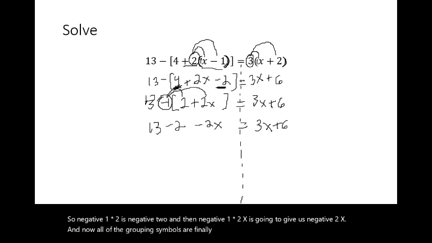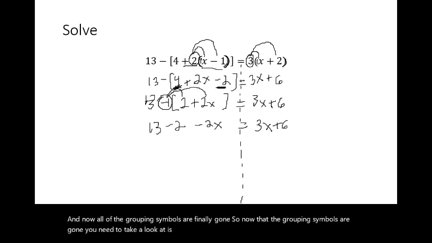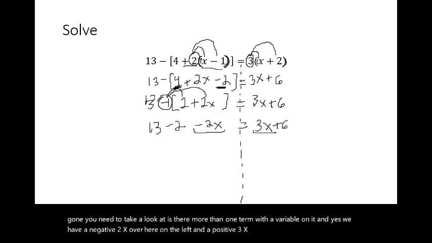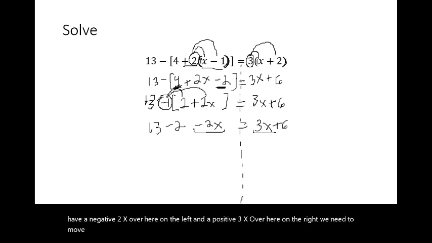So now that the grouping symbols are gone, you need to take a look at, is there more than one term with a variable on it? And yes, we have a negative 2x over here on the left and a positive 3x over here on the right. We need to move all of the variable terms onto one side of the equal sign before we start getting any variables by themselves.